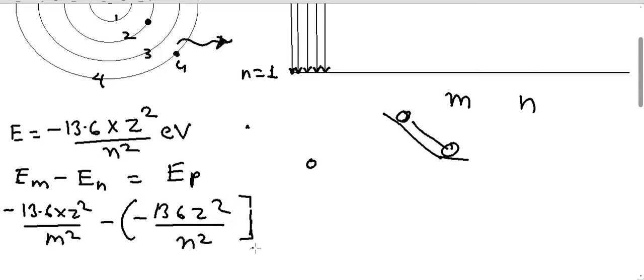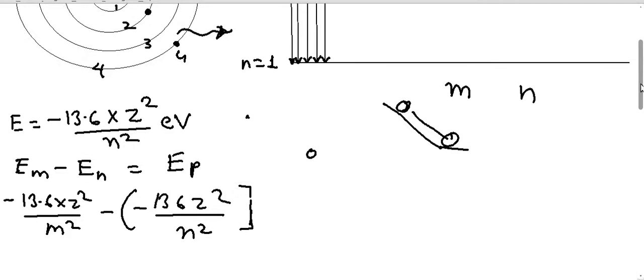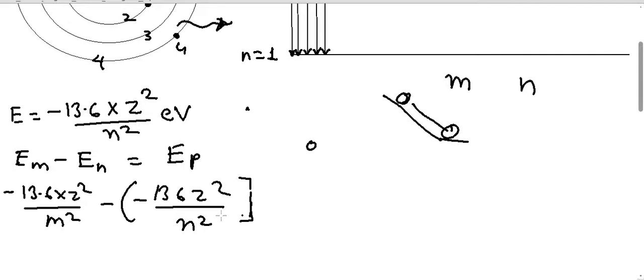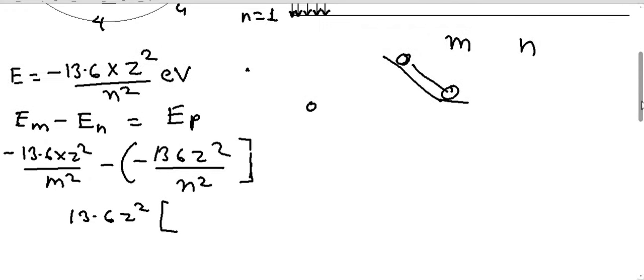Okay, so it is going from mth stage to nth stage. If I simplify this, 13.6 Z square will be common, into 1 by n square minus 1 by m square, which should be equal to the energy of the photon. And what is the energy of the photon?